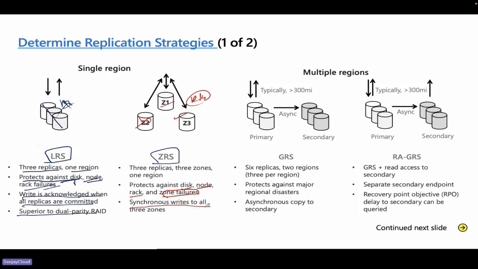All replicas will be synchronous. That means in real time. Real time replication will be there between your zones. What if the whole region fails? If the whole region fails, it means all availability zones are down. So what would be the next situation? The next situation will be multi-region replication.